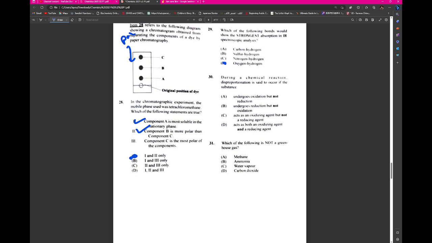Question 30. During a chemical reaction, disproportionation, this is Unit 1 content. Disproportionation happens when one substance is both oxidized and reduced, meaning that it will be both the oxidizing agent and the reducing agent. Which of the following is not a greenhouse gas? Ammonia.